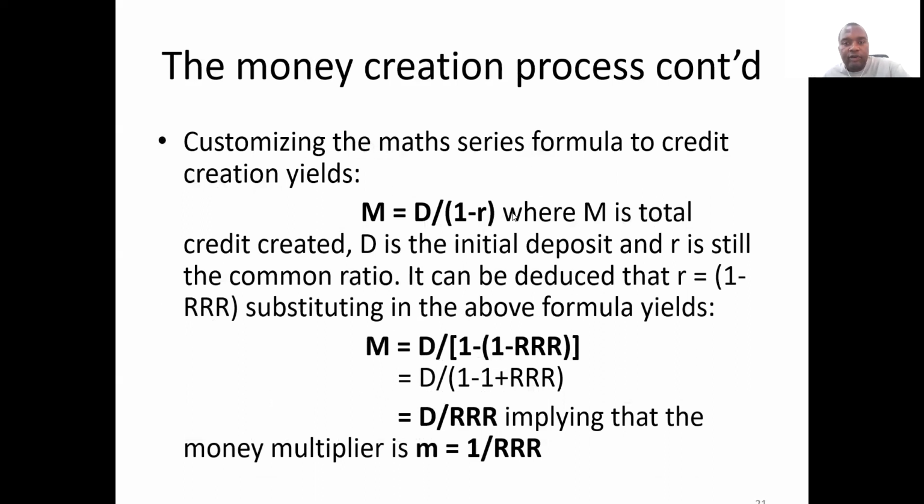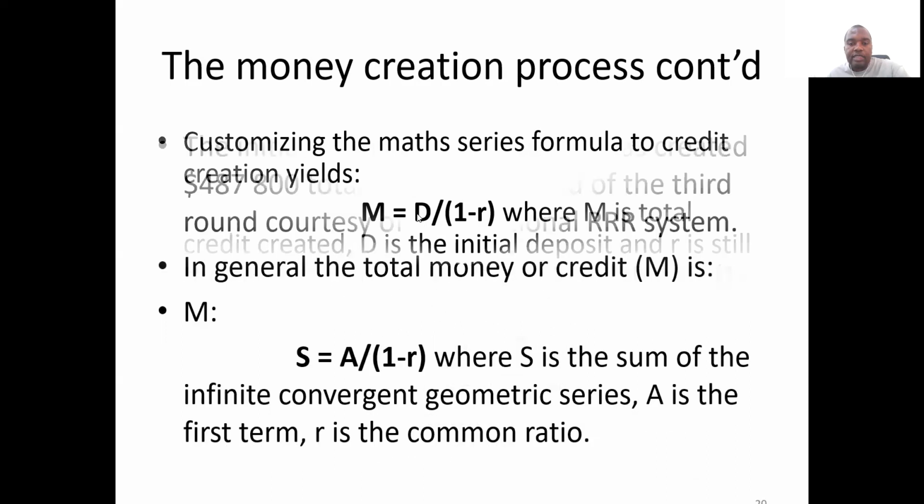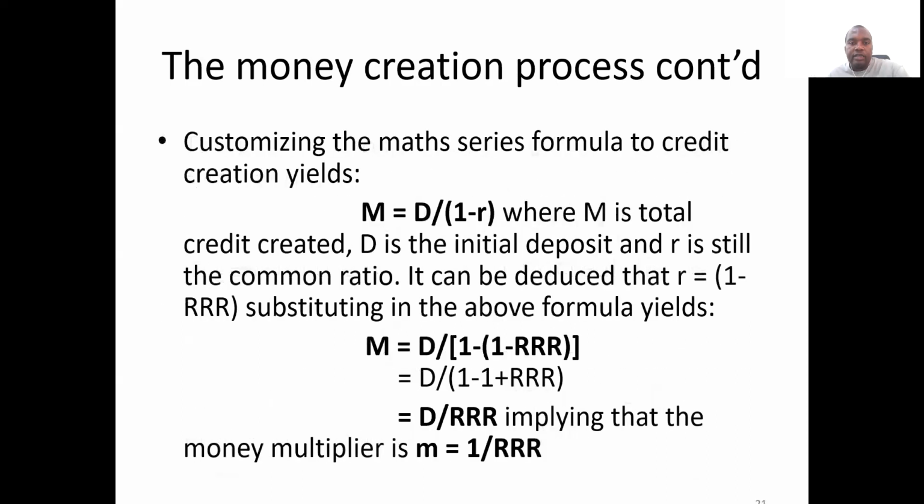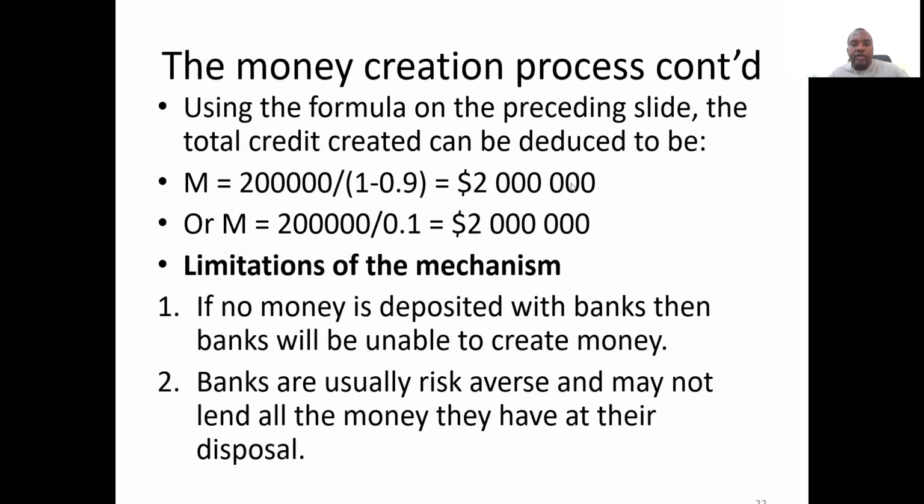So customizing the formula that was presented on the preceding slide, or slide number 20, we have M, which is the total money created, which is equal to the initial deposit, all divided by 1 minus R. But what is R? R is simply 1 minus triple R. So the formula for the total money created is simply the total deposit divided by the triple R, which is the reserves requirement ratio. So if we say 200,000 divided by 10%, we get 2 million. So the total money created is actually $2 million US.